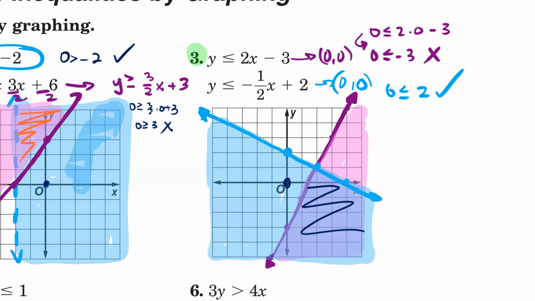I pick 0, 0. It's not on my line. So I plug in 0 for x, 0 for y, and then see if I get a true statement at the end. If it's true, I shade the half where the point is. If it's false, I shade the other side, the other half where it's not.